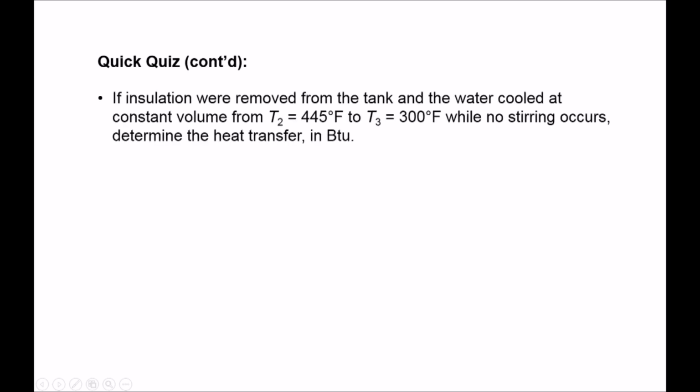Quick quiz. If the insulation were removed from the tank and the water cooled at constant volume from T sub 2 equals 445 degrees Fahrenheit to T sub 3 equals 300 degrees Fahrenheit while no stirring occurs, determine the heat transfer in BTU. You may want to stop the video at this point to solve the question. The answer is minus 19.5 BTU.